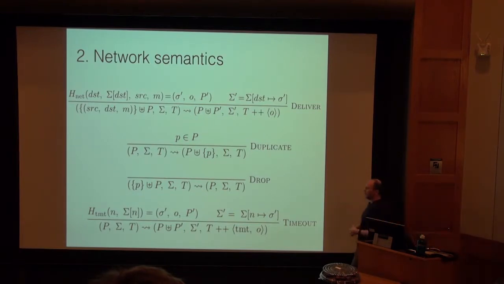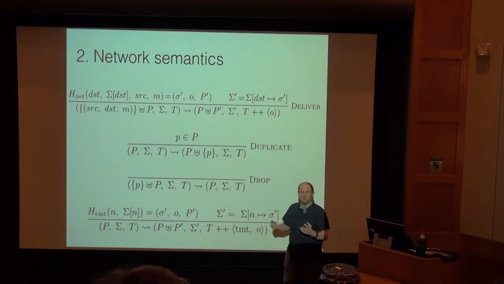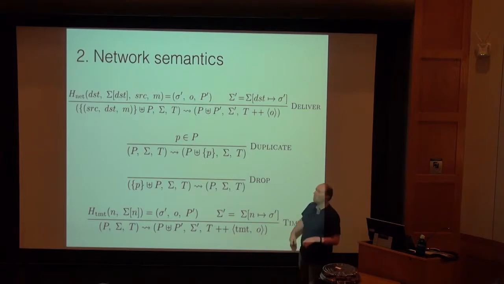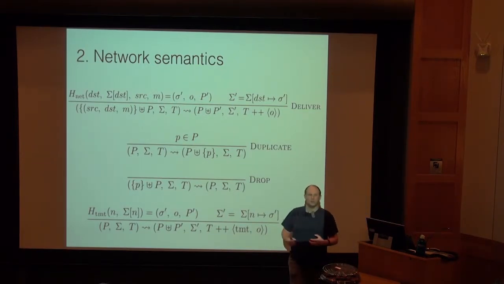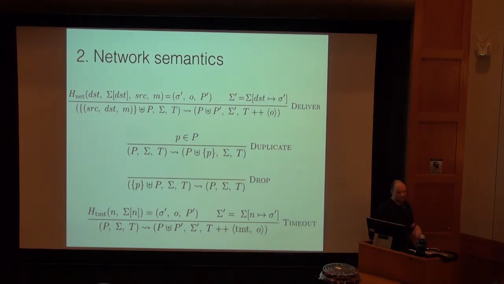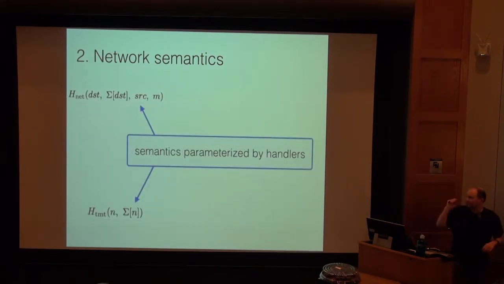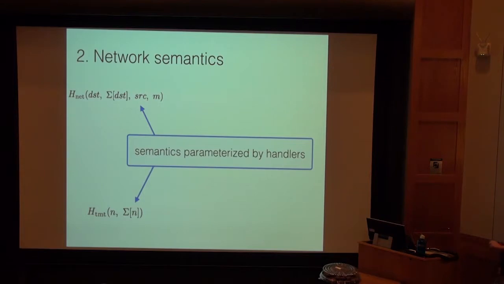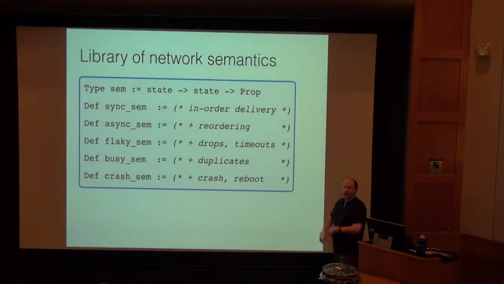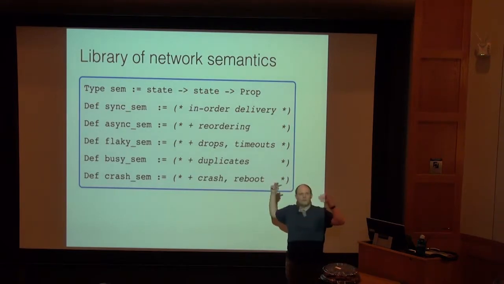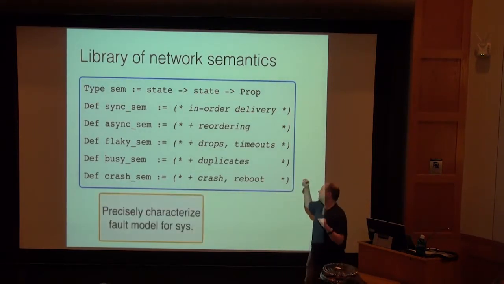And so we're going to see systems that have timeout handlers, which can sort of fire at any time. But what's nice is that this is a really flexible way for encoding fault models, encoding the assumptions about how distributed systems behave, how their states evolve over time. And notice, right, these are always parameterized by the handlers, by the actual implementation of the system.